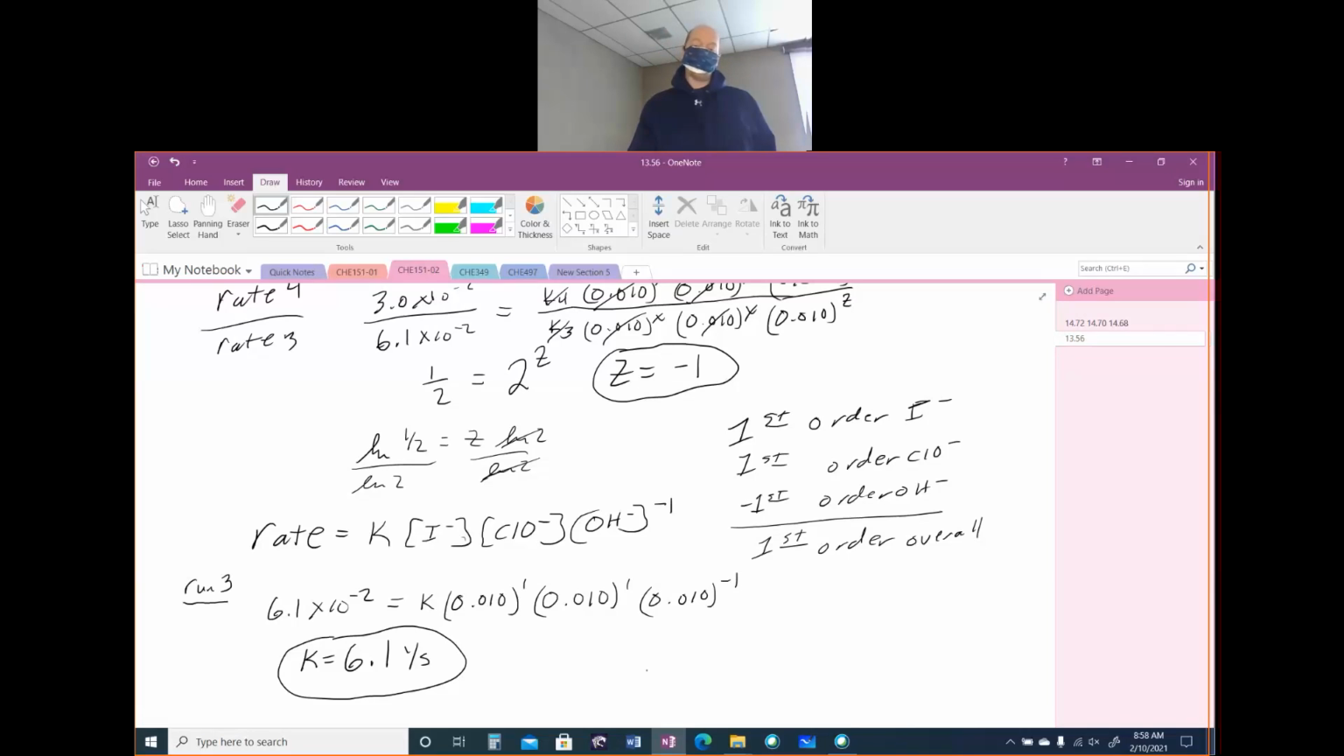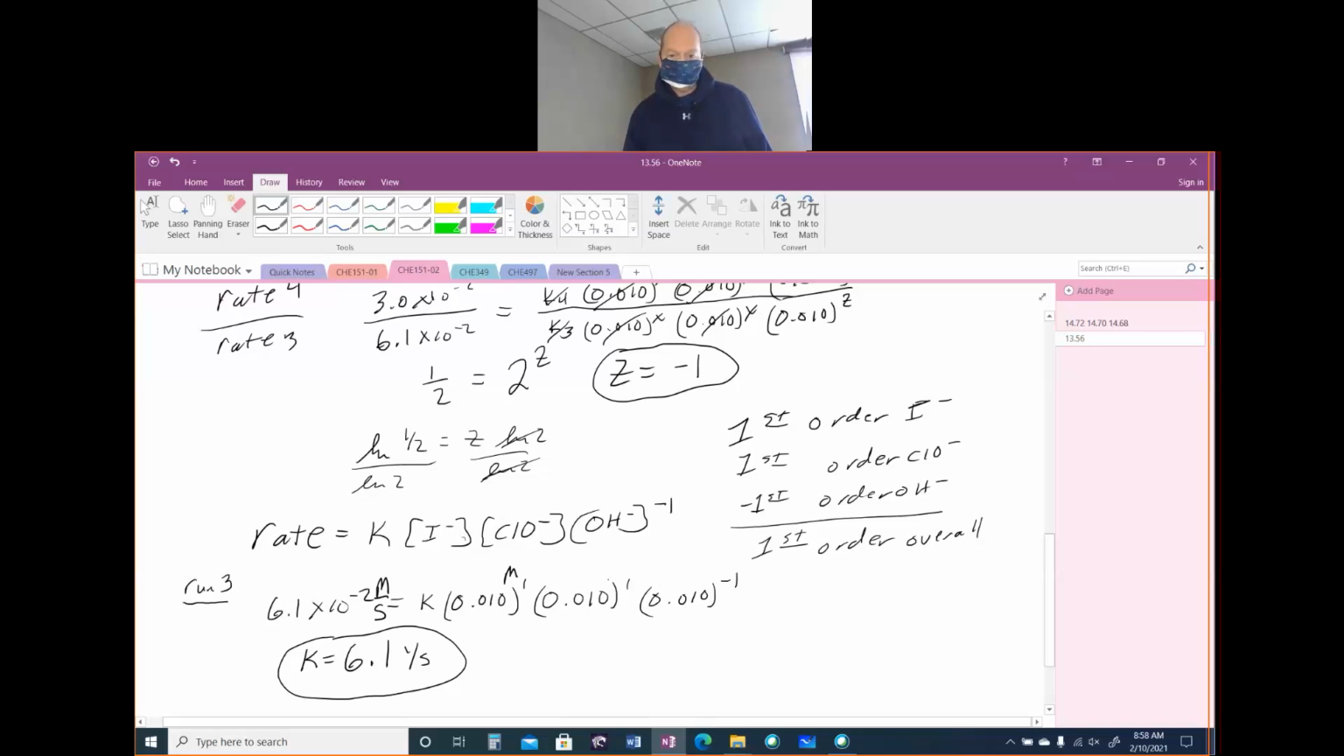And now it asks for the units. K always has units. So you can work out the units, or you can see that this is a first order reaction, and the units will be 1 over seconds. But if we look at the units, the rate was given in molarity per second.